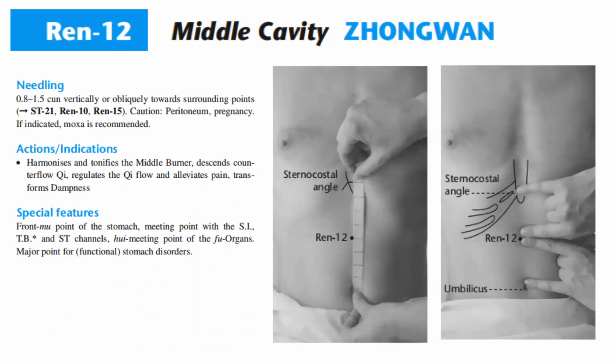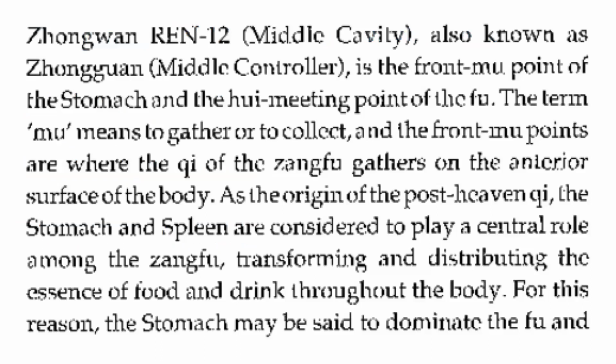Actions or indications: REN 12 harmonizes and tonifies the middle burner, descends counterflow qi, regulates qi flow and alleviates pain, transforms dampness. Special features: front mu point of the stomach, meeting point with the small intestine, triple burner, and stomach channels, Hui meeting point of the Fu organs, and a major point for functional stomach disorders. REN 12, also known as Zhongwan, is the front mu point of the stomach and the Hui meeting point of the Fu. The term Mu means to gather or to collect, and the front mu points are where the qi of the Zang-Fu gathers on the anterior surface of the body.